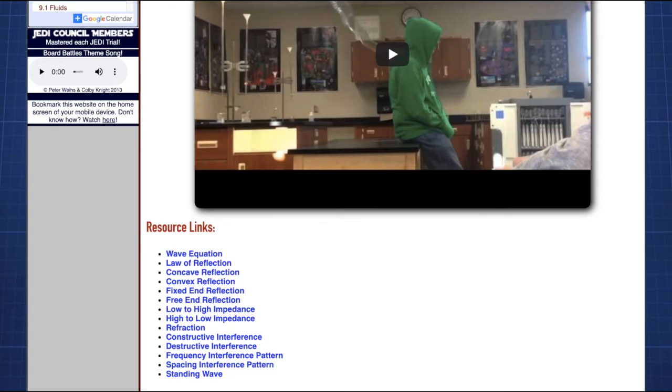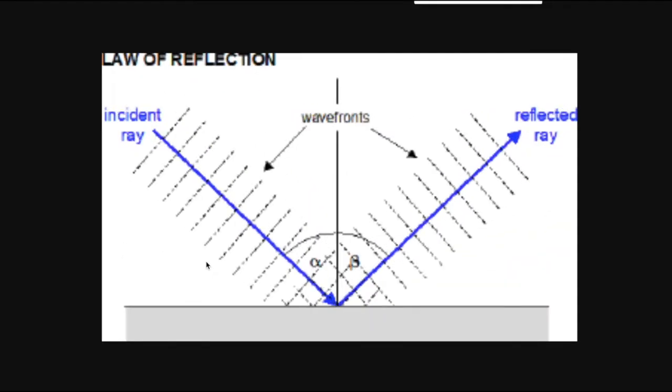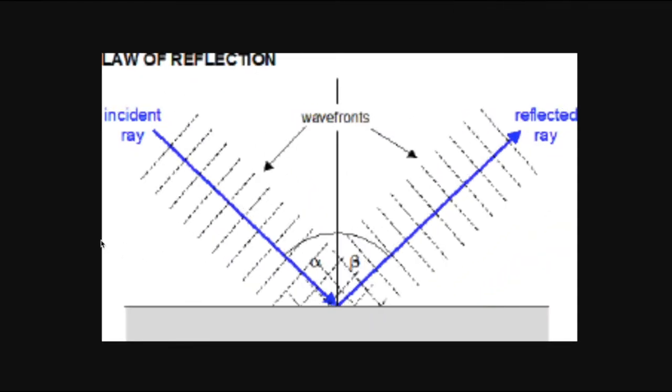Okay, we're going to talk about reflection. Reflection is when waves bounce off of a barrier, and we're going to talk about how the waves will do that. We have several different animations that we're going to use to demonstrate that. The first one looks like this. Let me zoom in here. And so we have waves coming in here.